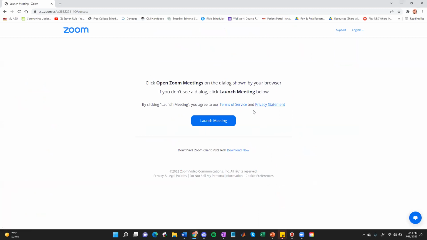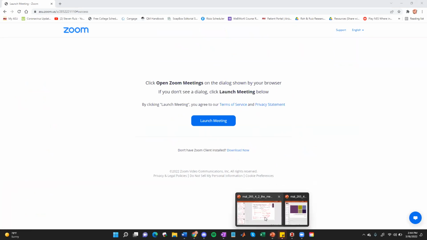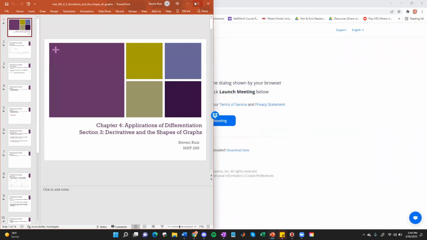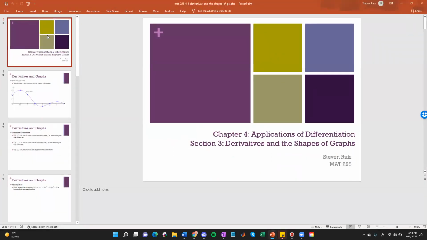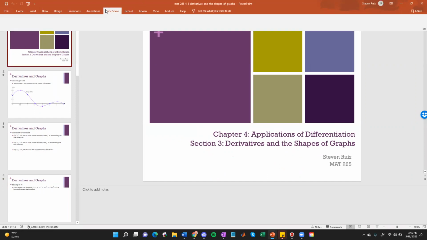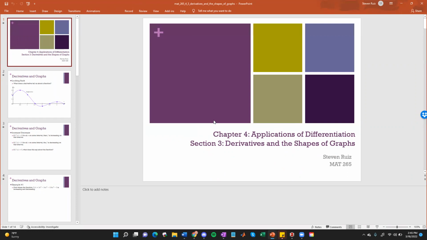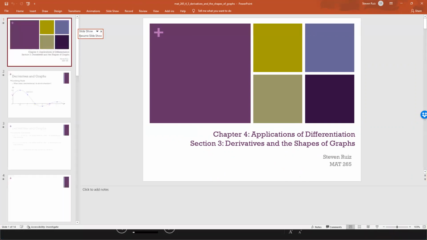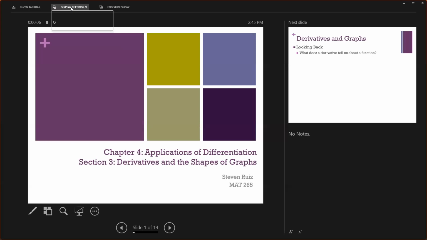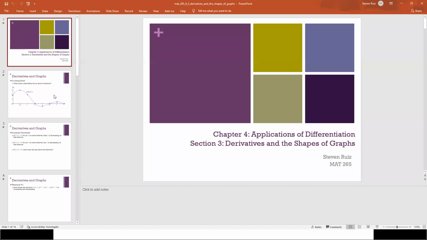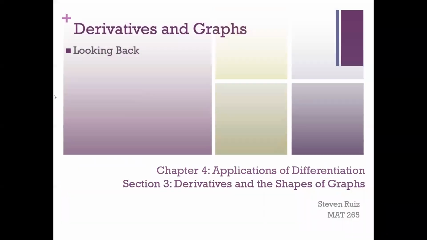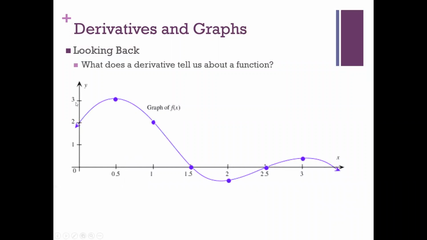So moving on to 4.3, which we probably won't finish, but we'll get into it. So we talked a lot about derivatives. Every once in a while, we'll talk about what that means for graphs, but now we're going to really focus on that. So what do derivatives mean about the way a graph is shaped, the way a graph looks? So what does the derivative tell us about a function?